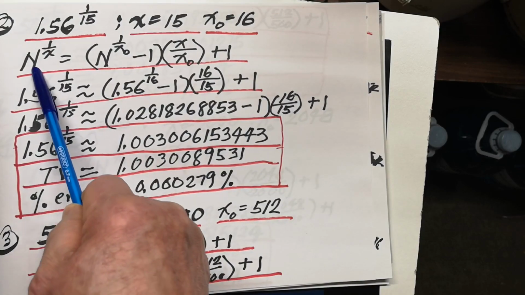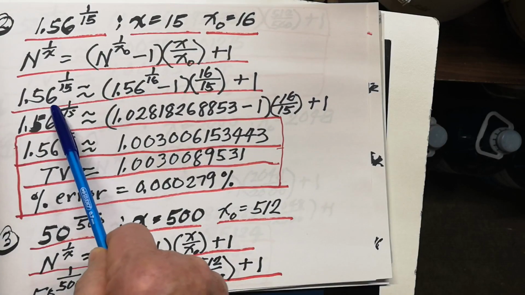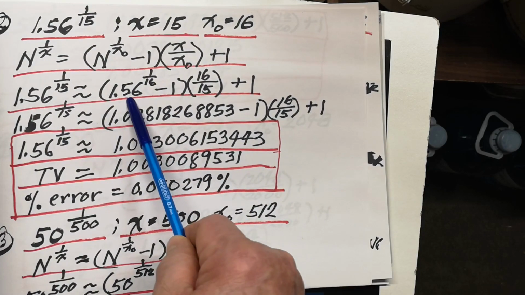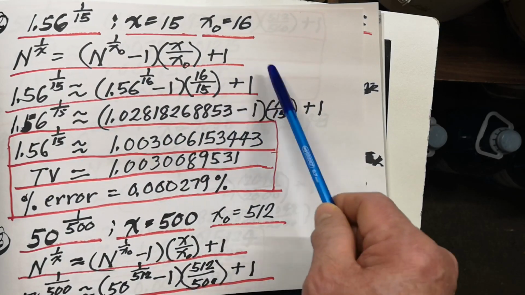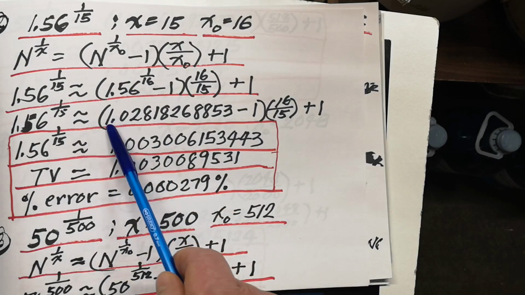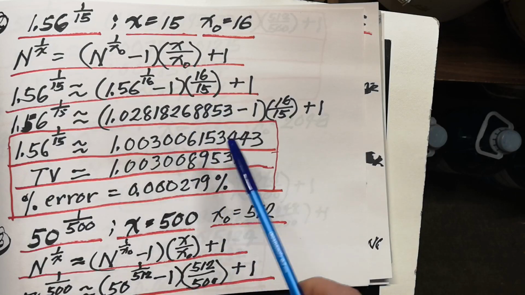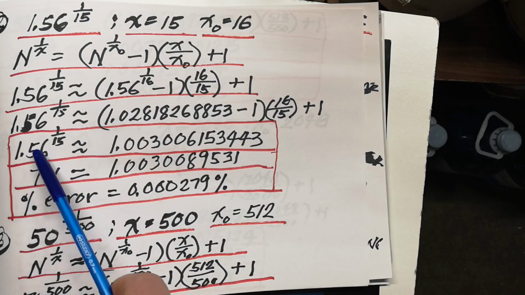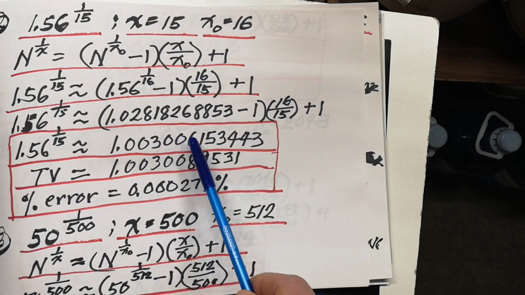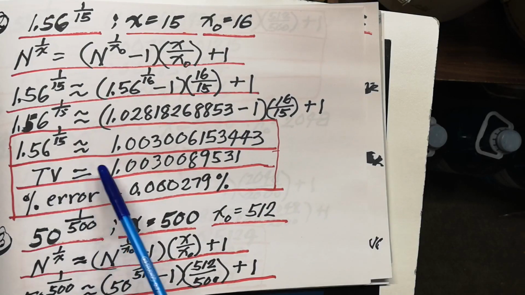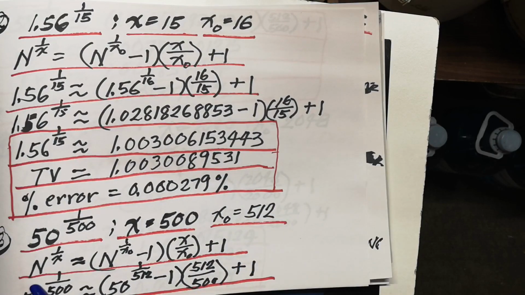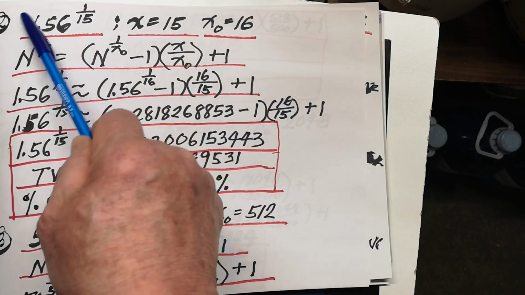So using the same formula, 1.56 raised to the 1 over 15 is approximately equal to 1.56 raised to the 1 over 16, the 16th root of 1.56, minus 1, multiplied by the ratio of 16 over 15, plus 1. The value of 1.56 raised to the 1 over 16 from the simple calculator is 1.02818268853. Minus 1 times this one. So from the simple calculator, we obtain 1.56 raised to the 1 over 15 is approximately 1.003006153443. And the true value is this one. The error committed is 0.000279%.